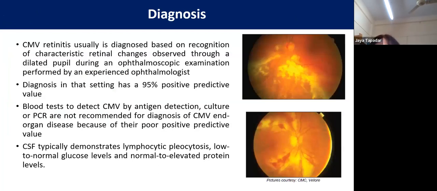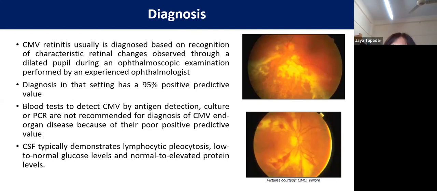This is how it looks. A lot of white fluffy shadows with some hemorrhage. You can see in the next second, hemorrhages along with exudates. The white ones are the exudates. Okay, and this is how it looks. And it is actually a clinical diagnosis. You do not have to do any blood test to make a diagnosis of CMV retinitis. Okay, for CMV polyradiculopathy, you can do a CSF PCR. For CMV colitis, you can get a biopsy done. But other than that, for CMV retinitis, definitely you don't have to do a PCR or anything. If you have such a picture, CD4 is low, go ahead and treat.